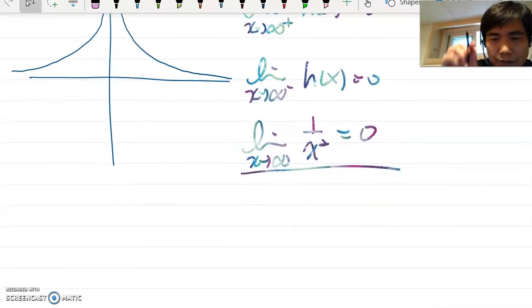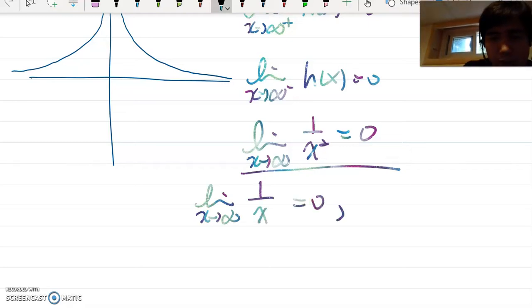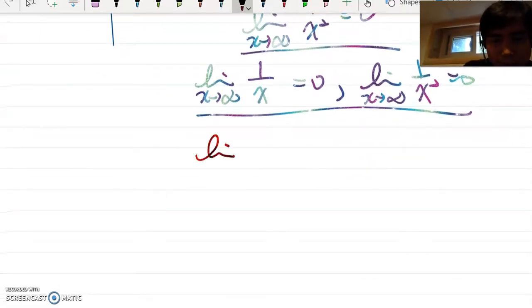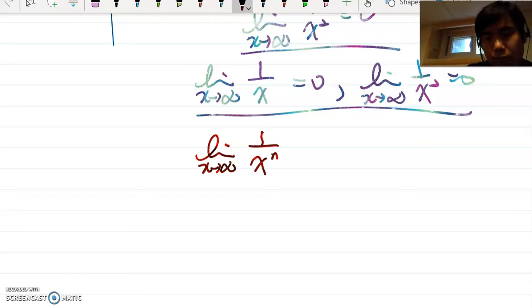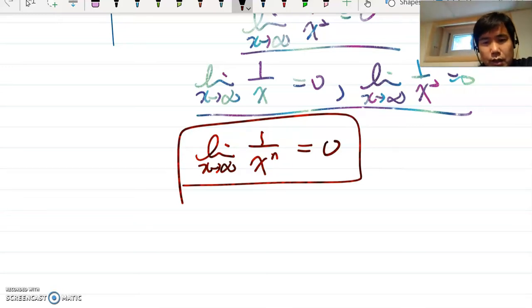Before, we confirmed that the limit as x moves to infinity of 1 over x equals 0. Now we just practiced that as x moves to infinity, 1 over x squared also equals 0. Based on this fact, can you guess the limit as x moves to infinity of 1 over x to the n power? Yes, it also equals 0. That's one of the key points we can use to analyze limits at infinity.